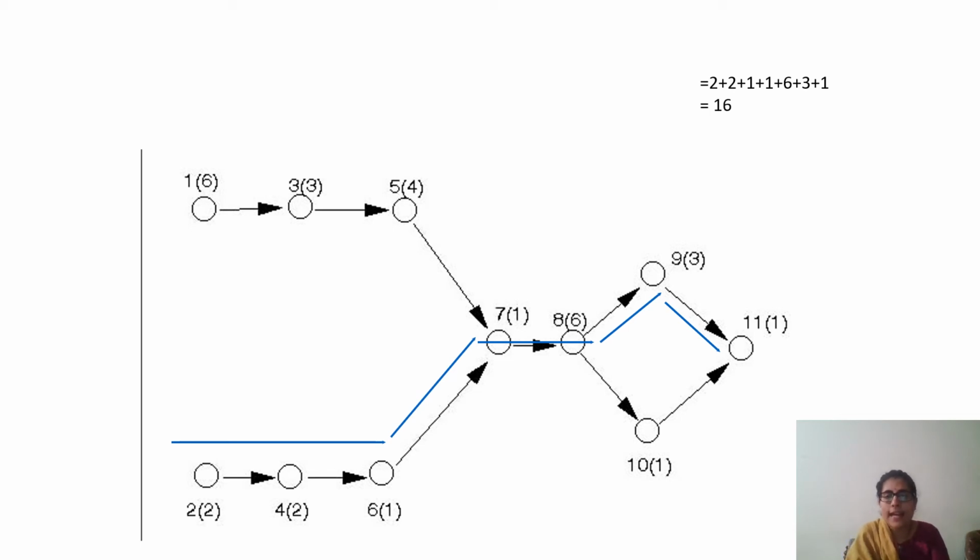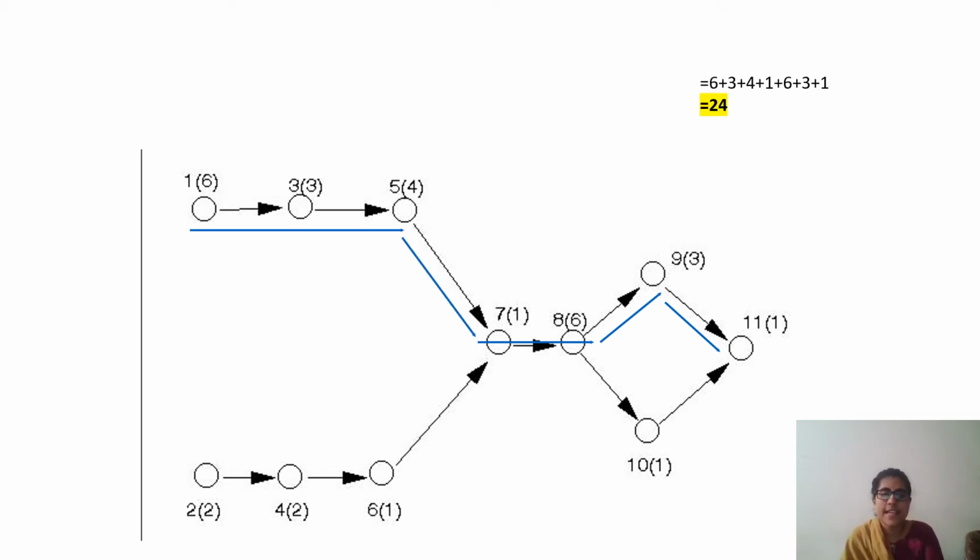Now we'll see another path. The second path is 1, 3, 5, 7, 8, 9 and 11, right? So you are adding the time. 1 takes 6, 3 takes 3, 5 takes 4, 7 takes 1, 8 takes 6, 9 takes 3 and 11 takes 1. When you add the sum, it is a total of 24.